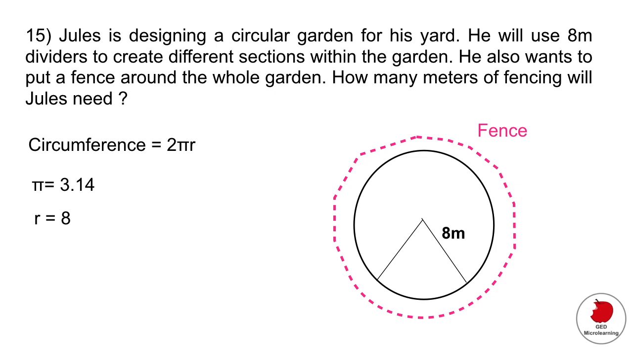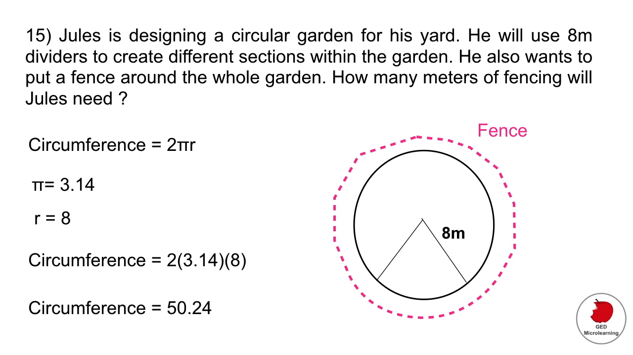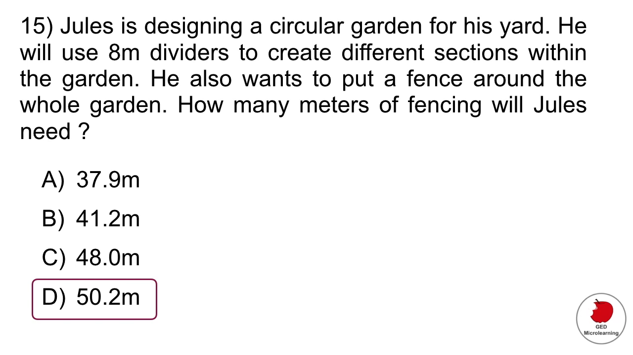So in this case, the radius is 8 meters. The whole distance across would be the diameter, which is 16. All you have to do now is plug those numbers into the formula for circumference, which is that, and that ultimately gives you 50.24, which would be option D.